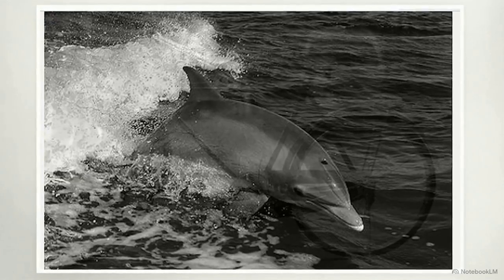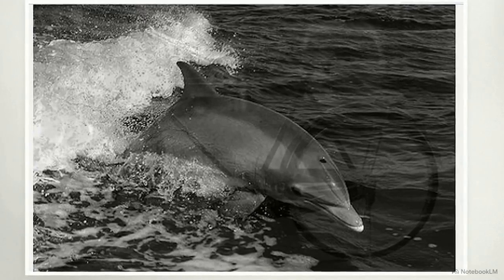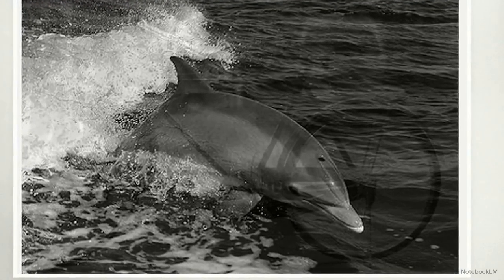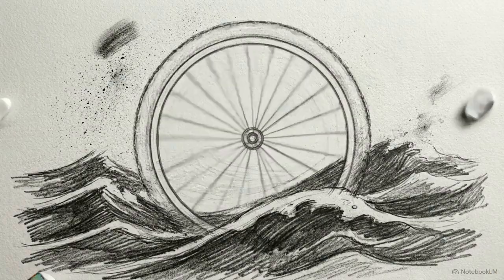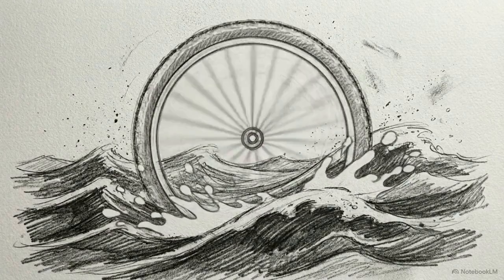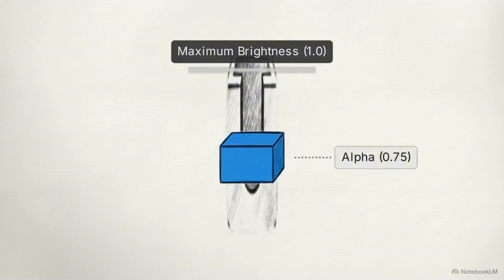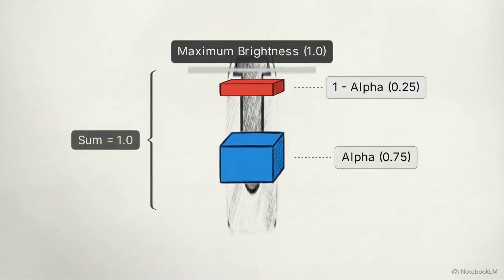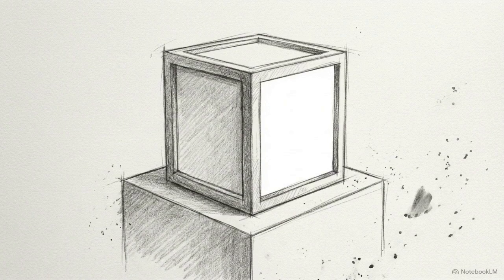Here is the photograph with that new 75 to 25 alpha split applied. The math does exactly what we asked. The dolphin is solid and clear, while the bicycle is pushed to the background as a faint, ghostly wheel. By forcing our two decimal weights to sum to exactly 1.0, the overall maximum brightness of the original images is perfectly preserved. The digital light doesn't overflow its pixel container.